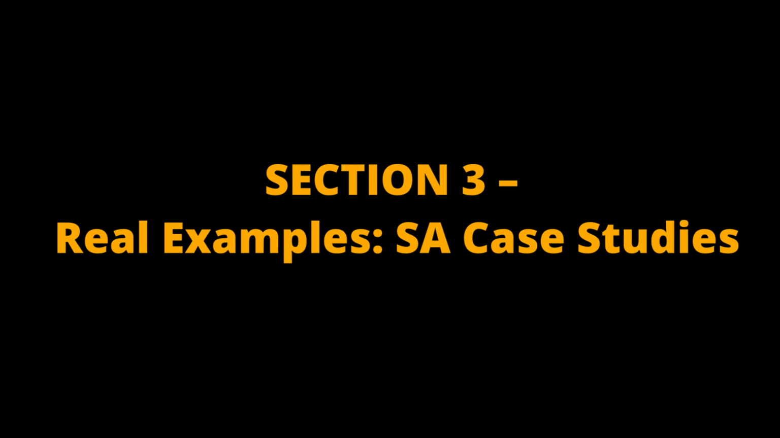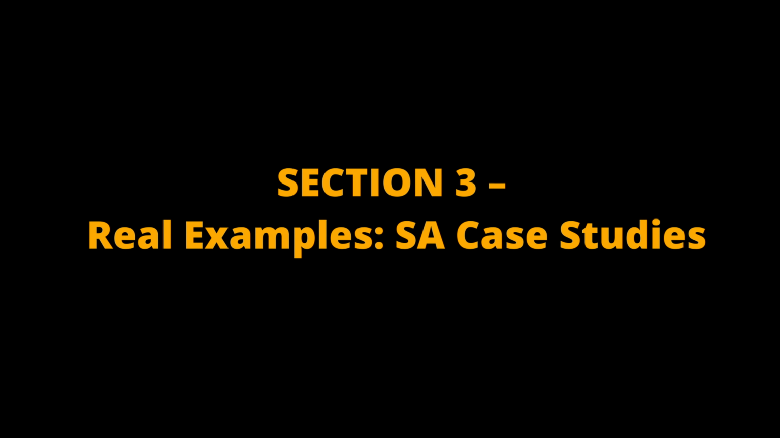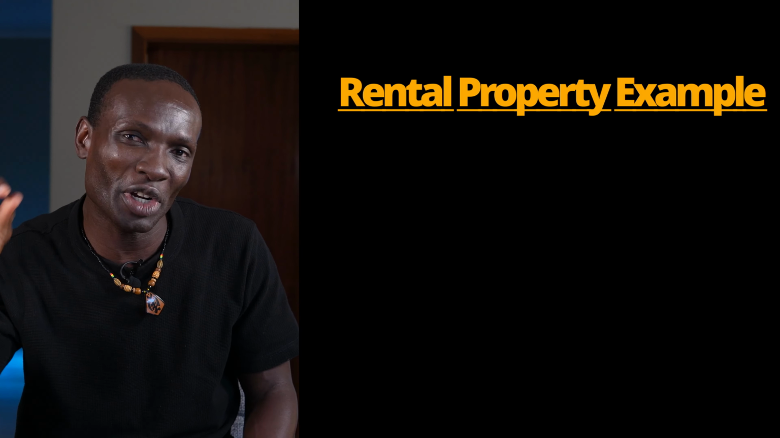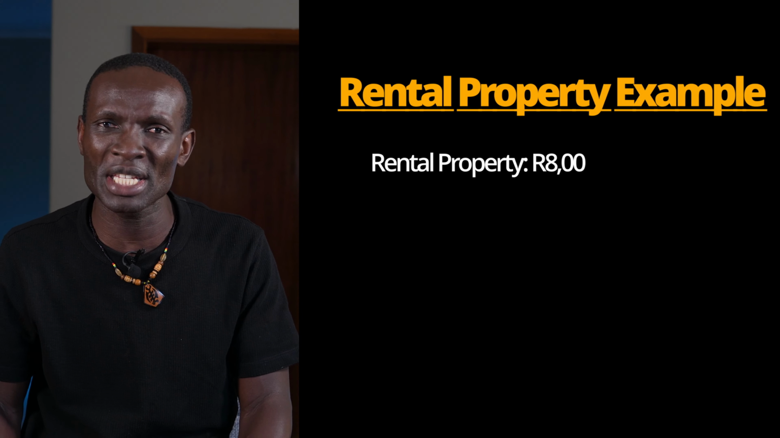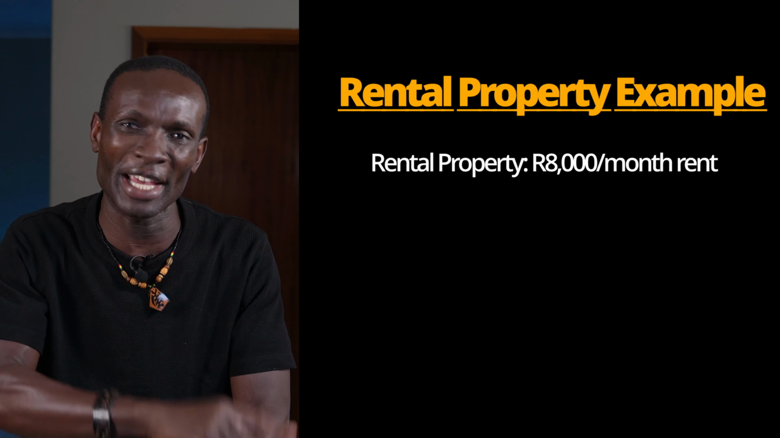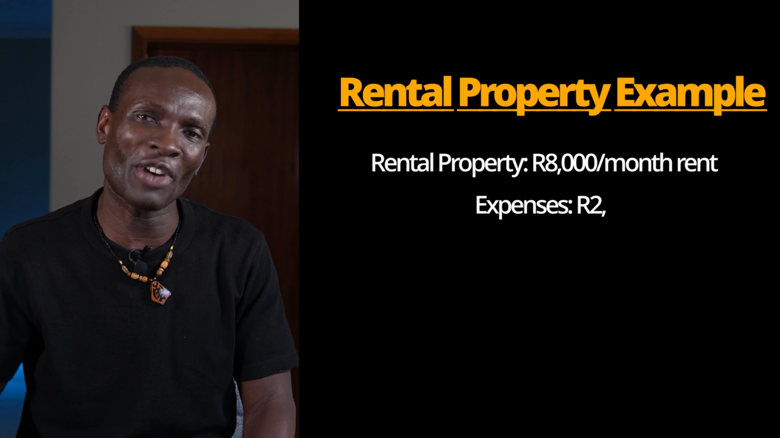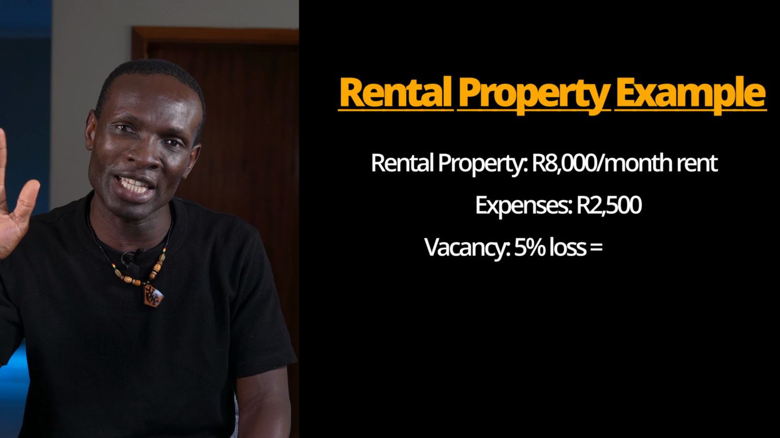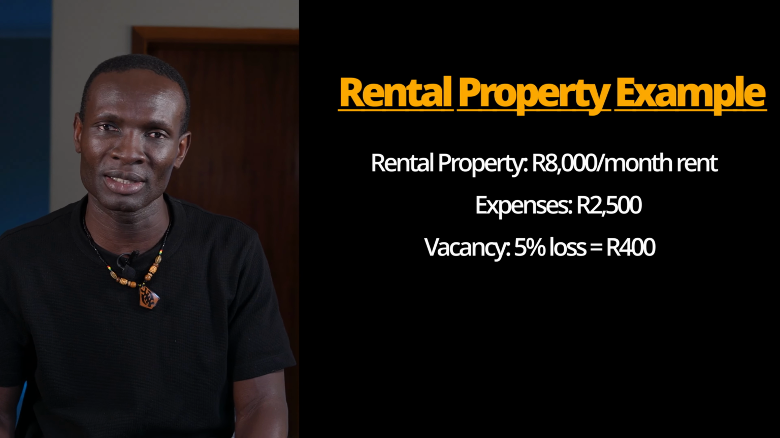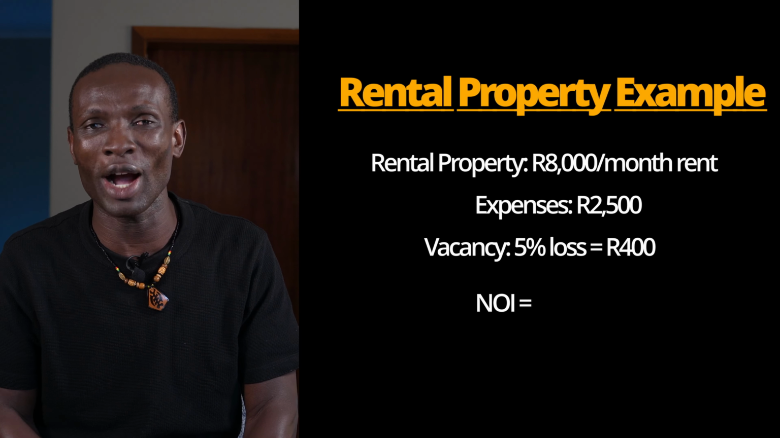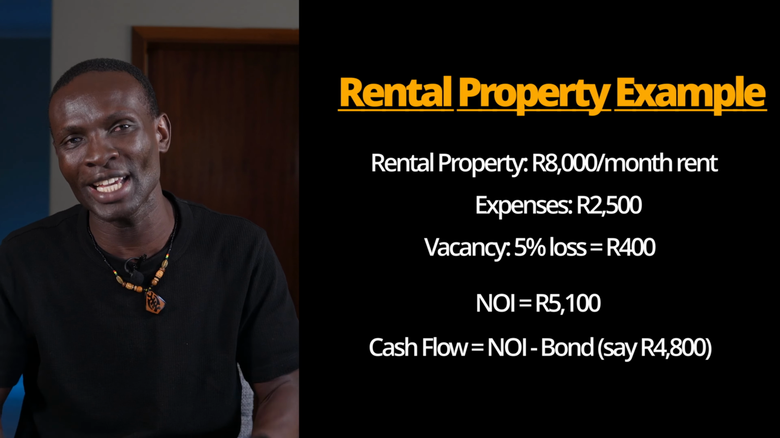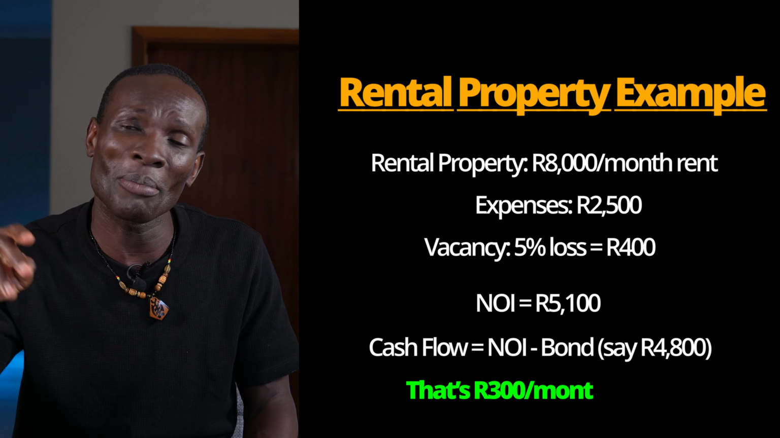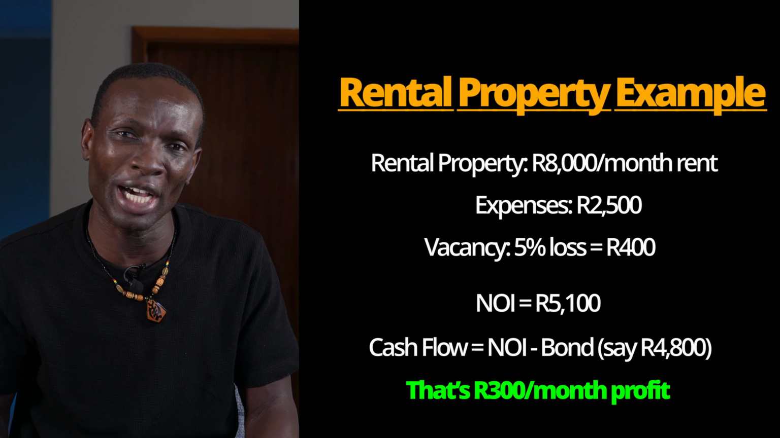Alright, section 3, real life examples with a South African twist. Let's run 3 real examples so you see this in action. Say a rental property brings in 8,000 rand per month rent. Expenses 2,500 rand, and at 5% vacancy the loss is 400 rand. Its NOI is 5,100. Cash flow equals NOI minus bond, say 4,800. That's 300 per month profit, not 3,200 like you thought.